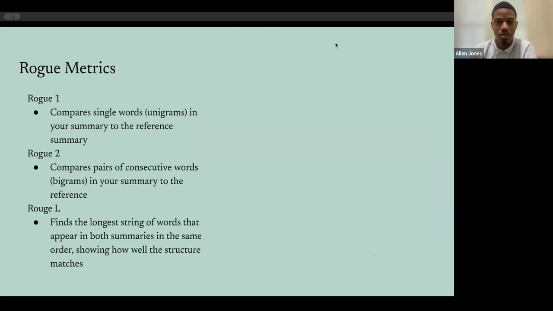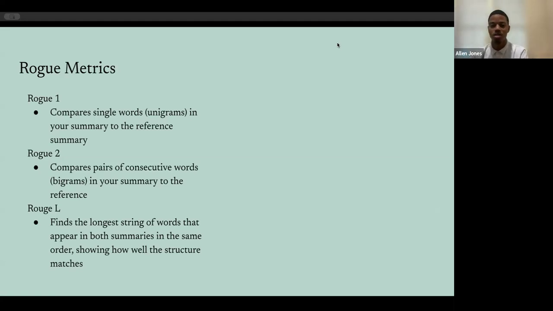And then these are some of the ways we evaluate our model. With an LLM, it's kind of hard to measure, because text generation is kind of subjective. It depends on the user or your target audience, because people could be looking for different things. But we used ROUGE-1, ROUGE-2, and ROUGE-L scores. And that compares single words in your summary to the reference summary.